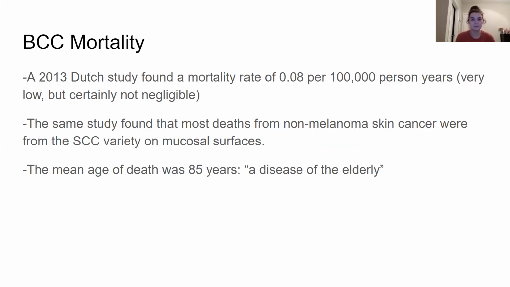A 2013 Dutch study found a mortality rate of 0.08 per 100,000 person-years. Given that it was taken over one year, you can basically say that for that year it was 0.08 per 100,000 people, and that is an average for a given year over the time period of the study. That incidence is certainly low, but in the context of human lives, it's non-negligible.